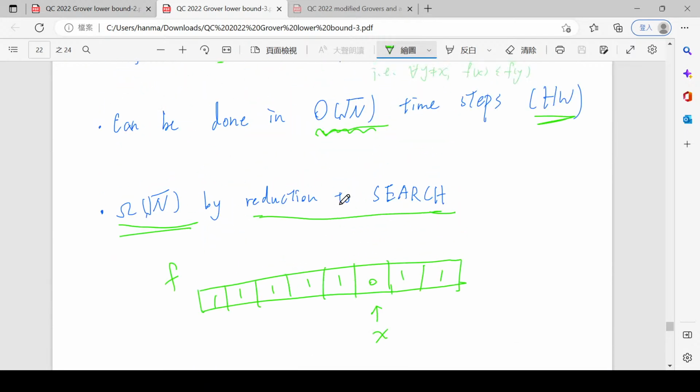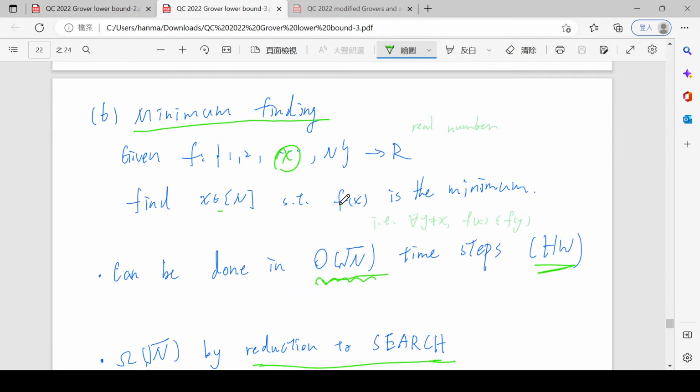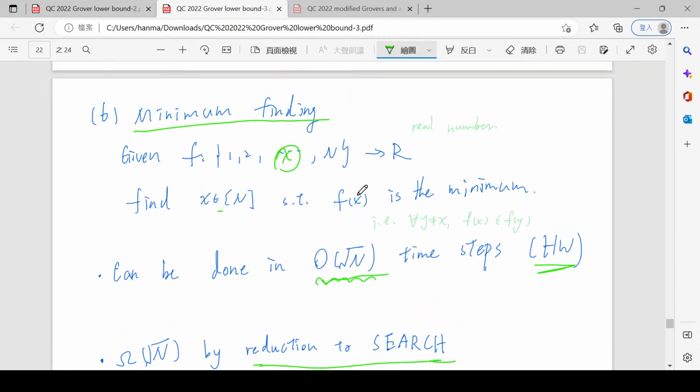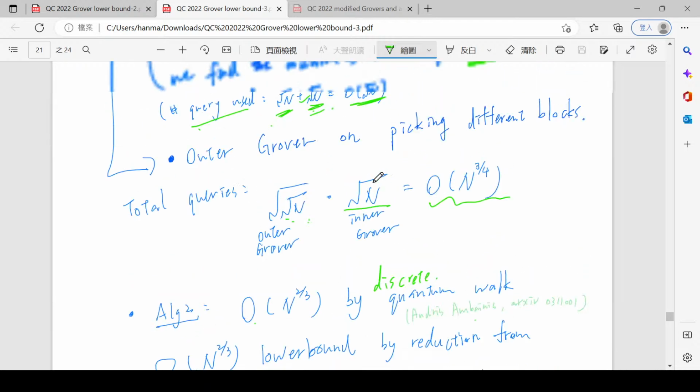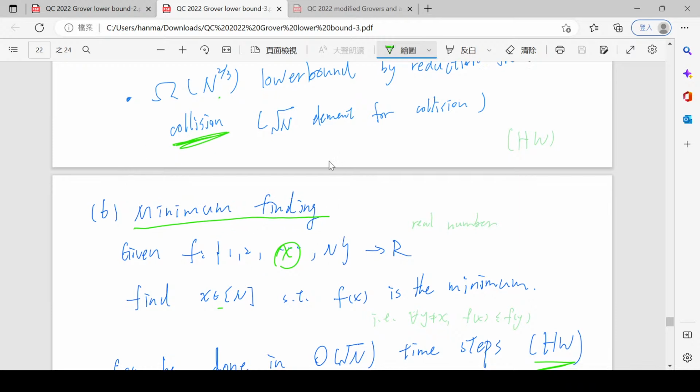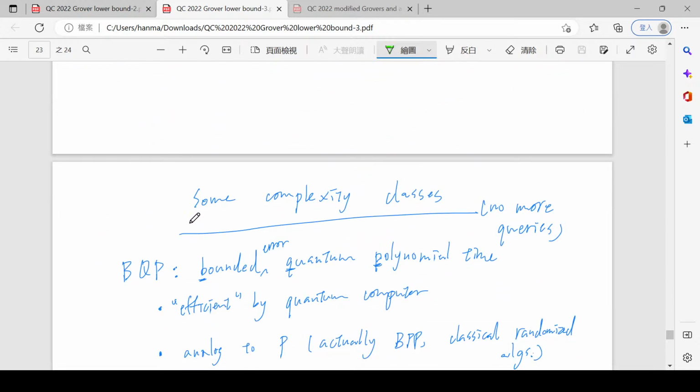Anyway, any question? So these are the applications. We have 6 different problems that we can solve by Grover's algorithm. Any question? Otherwise, let's do a little bit of complexity theory.